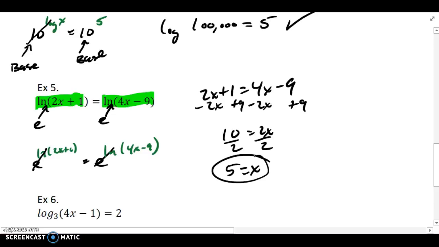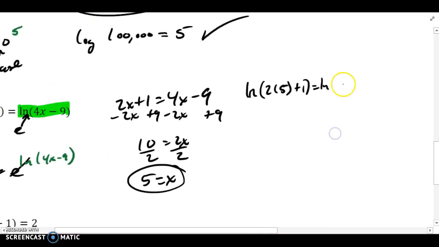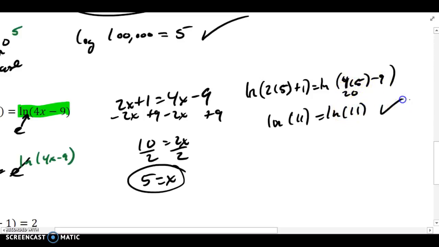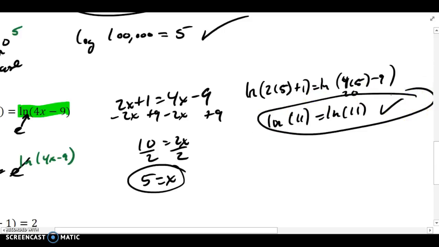We need to check this, so let's go ahead and do this. We actually won't need a calculator. I'll show you why here in a sec. So 2 times 5 plus 1 is equal to ln of 4 times 5 minus 9. So let's see here. 2 times 5 is 10, 11. Okay, so this is ln 11. And then 4 times 5 is 20. 20 minus 9 is 11. They equal the same thing, so we're good.